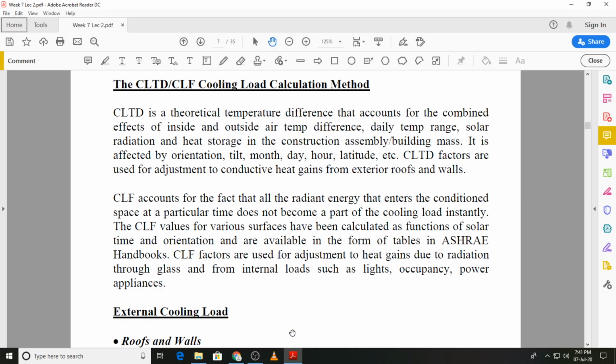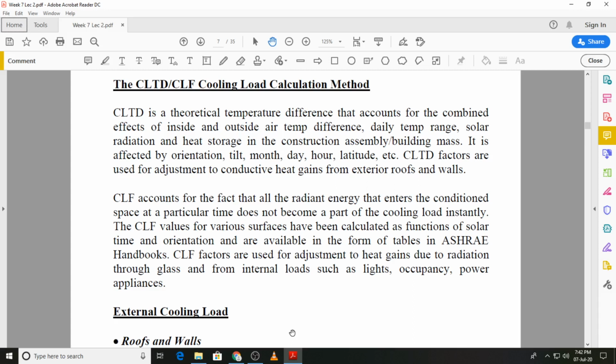We are only going to work with a particular method that is known as the CLTD-CLF method, which is the method described in your book, although this method has been superseded by what is known as the CLTD-CLF-SCL method. Both are methods which can be used to calculate the cooling load manually.